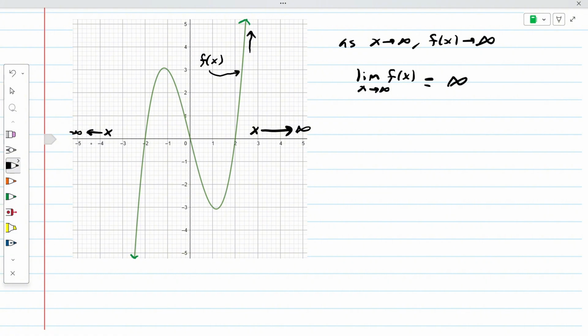Now let's see x going to negative infinity. In this case, the function is going down. It's going to negative infinity. Again, we can write this in two ways. As x goes to negative infinity, where is the function going? The function is going to negative infinity. Or we can write limit notation: the limit as x approaches negative infinity of f of x is negative infinity.